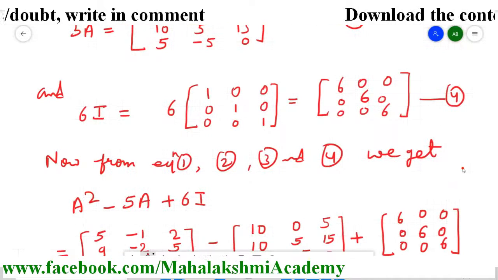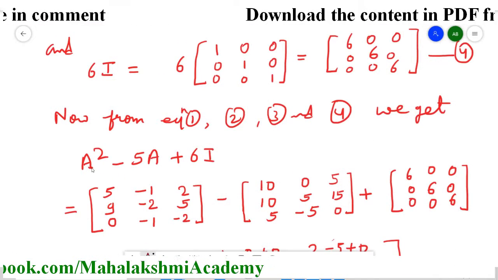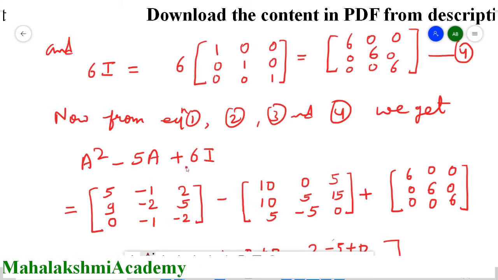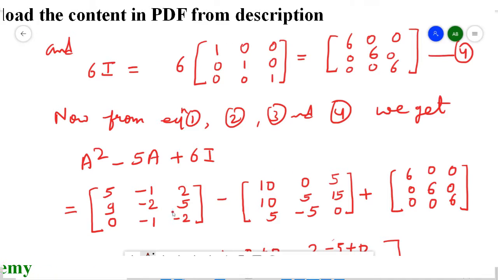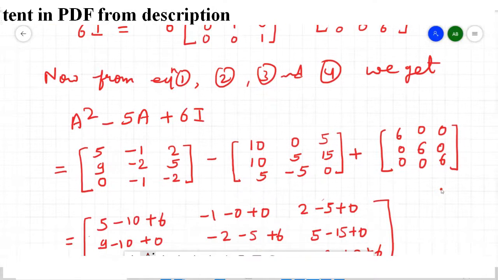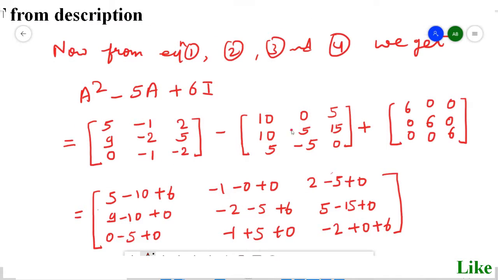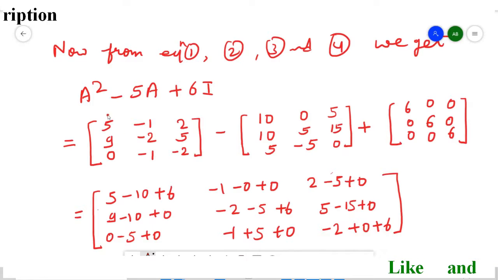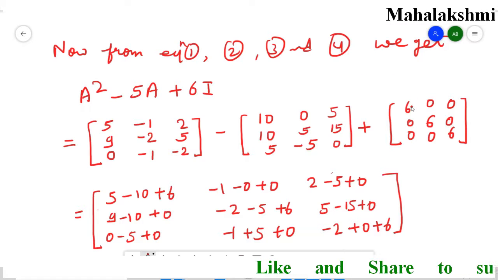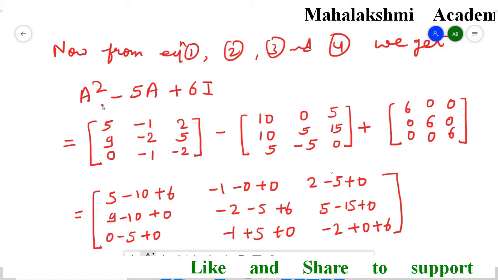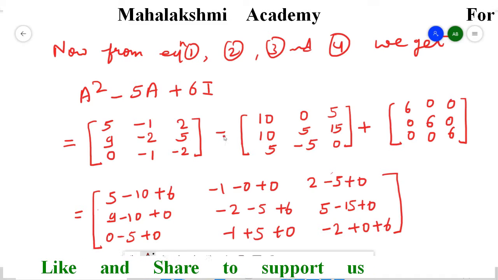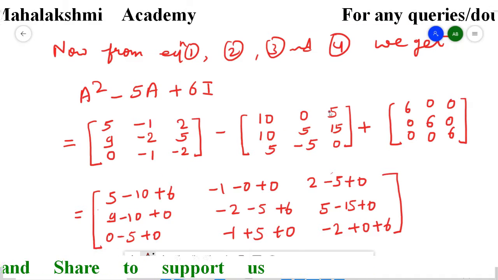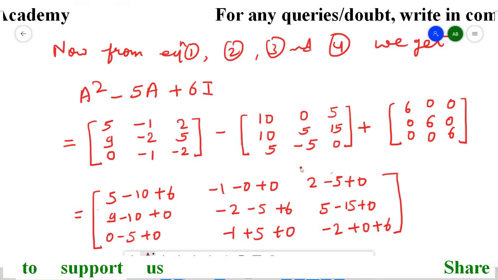Now from the first, second, third and fourth equations we need to calculate A square minus 5A plus 6I. You can see in the question we have to calculate this. So from these equations I replace the values here and we got this result. Now all three matrices together you can add and subtract. How? See corresponding elements. This is the first element, A11, this is also A11, and this one is also A11. From here 5 just enter here, and from here 10 just enter here. What sign does it have? Minus sign. So minus 10. Then from here 6, now it has plus sign, so plus 6.